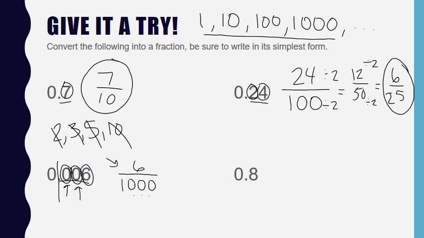This has the correct value, it's the correct answer, but we're asked to simplify. 6 divided by 1,000, both of those are divisible by 2. 6 divided by 2, that gives me 3. 1,000 divided by 2, you can put it in your calculator if you need it, is 500. At this point, I cannot simplify anymore. That's the end of this problem.